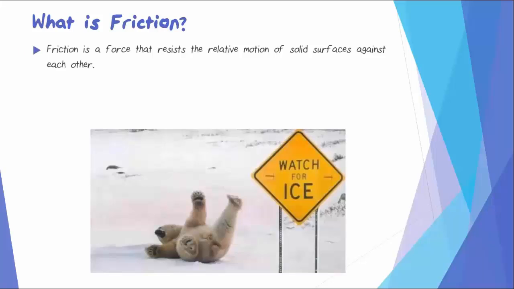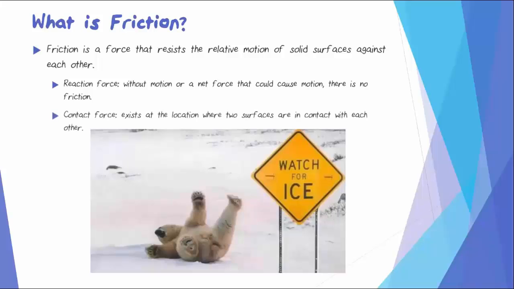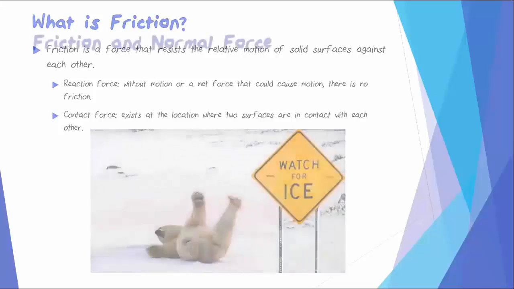Friction is a force that resists the relative motion of solid surfaces against each other. It's a reaction force. This means that without motion, or a net force that could cause motion, there is no friction. It's also a contact force. That means it exists at the location where the two surfaces are in contact with each other.